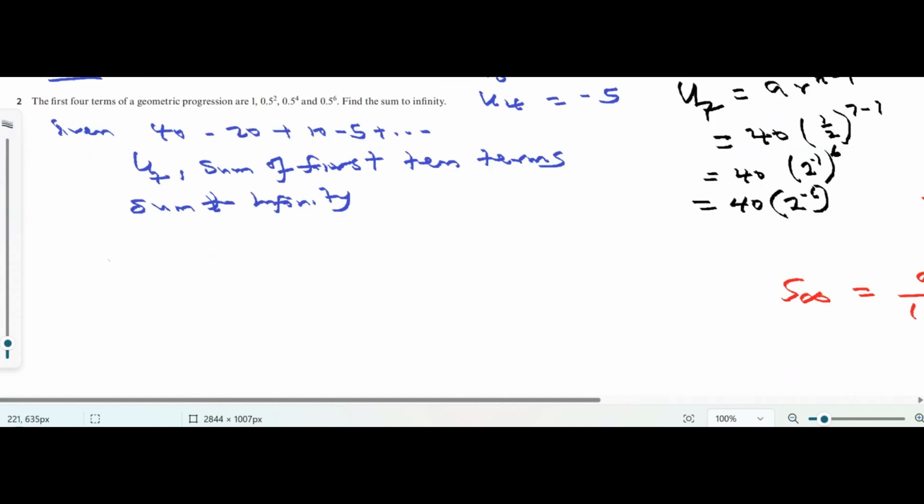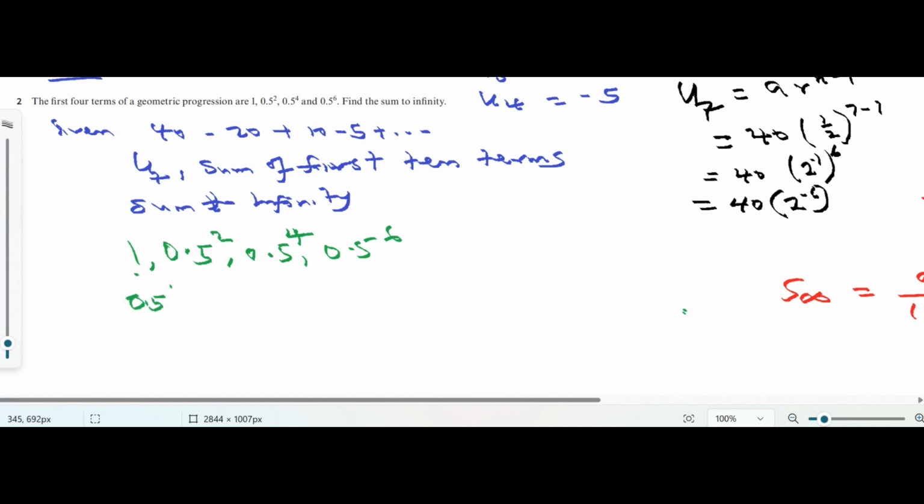I have the series, the sequence 1, 0.5 squared, 0.5 raised to power 4 and 0.5 raised to power 6. So if you know you can solve this question, pause the video, and when you are ready to see the answer, please join us.